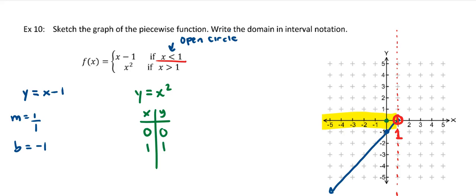At 1, 1, we have one piece. Negative 1, positive 1, we have another piece. And 2, if we square 2, we're going to get 4. So we have 2 comma 4.